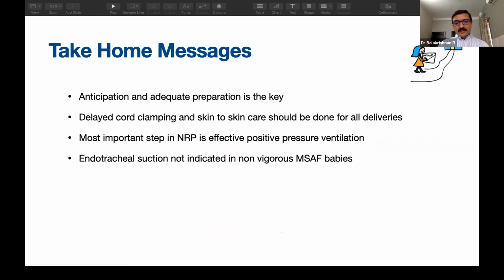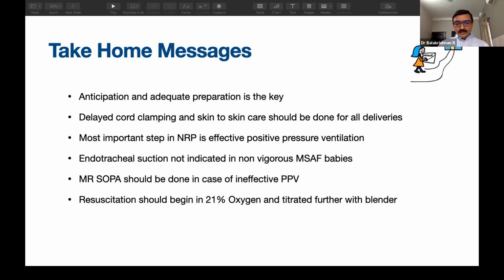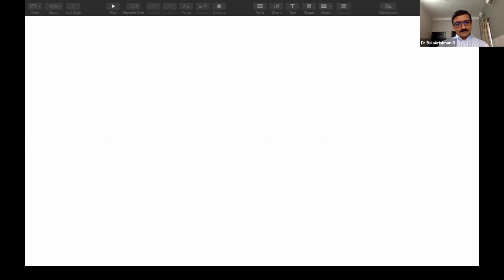Endotracheal suctioning is not indicated in non-vigorous meconium and amniotic fluid babies. And MR SOPA should be done in cases of ineffective PPV. And with regard to oxygen, resuscitation should begin in 21% oxygen. And based on the baby's saturation, it should be titrated further, either with a blender or a Y-piece connector.